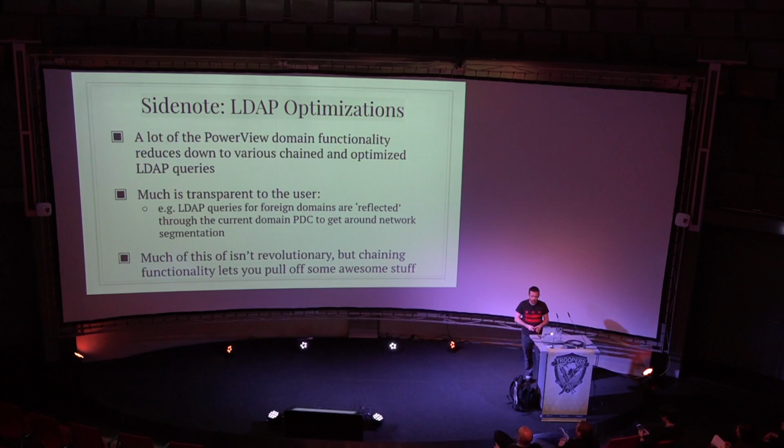A quick side note on some of these LDAP optimizations. A lot of the PowerView functionality under the hood reduces down to linked and chained LDAP queries. There are some optimizations in the back end. For example, if you query something across a trust, it reflects everything through the primary domain controller for your current domain. So this is nice. It gets around some network segmentation. And a lot of this stuff in PowerView isn't revolutionary, but chaining a lot of this functionality lets you do some really, really cool stuff in domains.